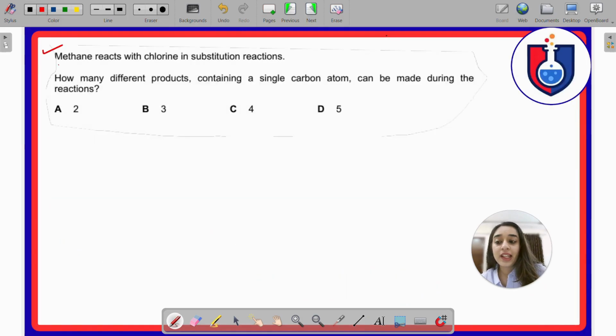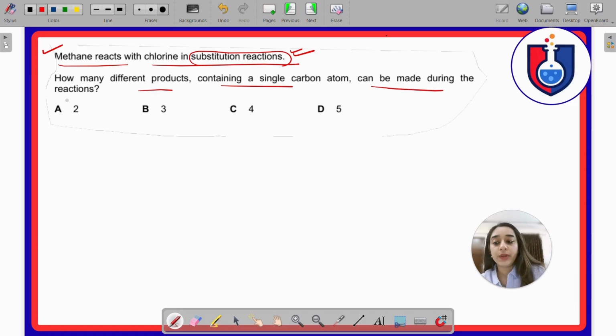Yes. Methane reacts with chlorine in a substitution reaction. Now this again is a very important topic. Substitution reaction. Substitution simply means what? Replacement. So how many products containing a single carbon atom can be made during the reactions? I'll quickly make you understand this reaction. Very simple, easy trick. Methane is CH4 and you add chlorine. This reaction takes place in the presence of UV light. So I'll just write UV light.